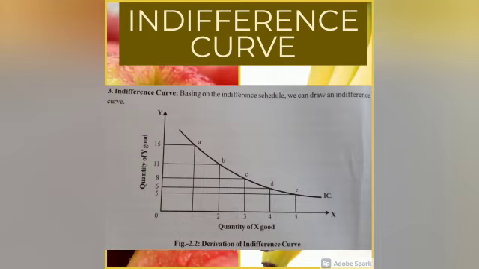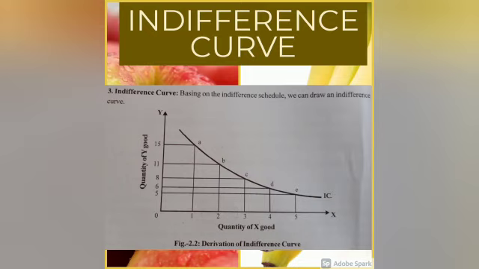Students, concentrate here, Figure 2.2. Good x is measured on the OX axis and good y is measured on the OY axis. The consumer's utility at point A on the IC, meaning indifference curve, with 1 unit of good x and 15 units of good y is equal to the utility at point B with 2 units of x and 11 units of y, and so on up to point E. Here the consumer is indifferent regarding the combinations. So we join A, B, C, D and E. We get an indifference curve IC. Now you understood how to draw the IC.